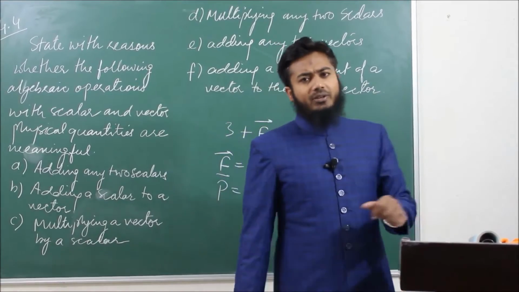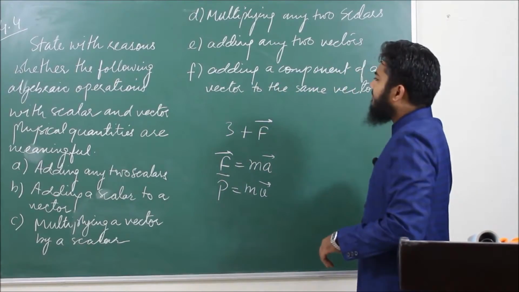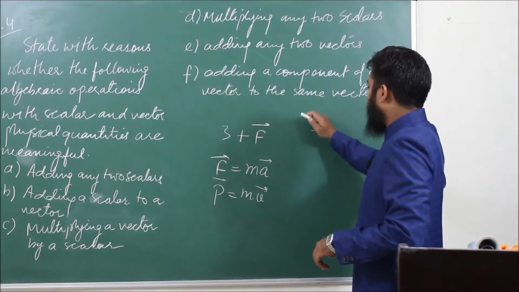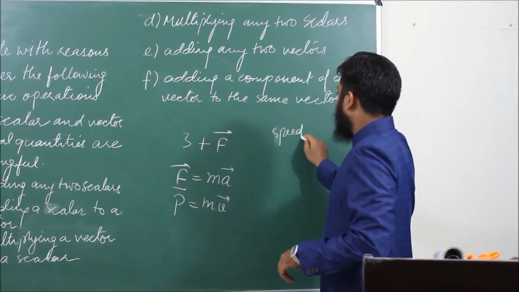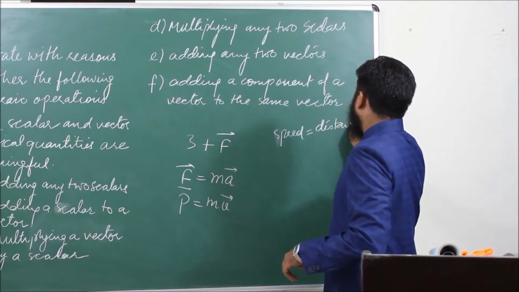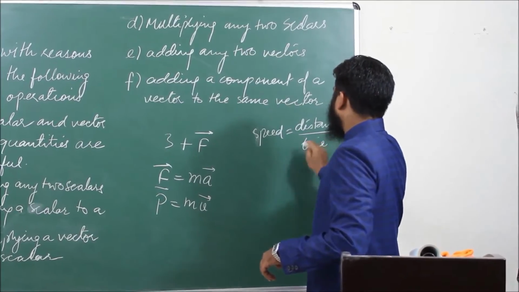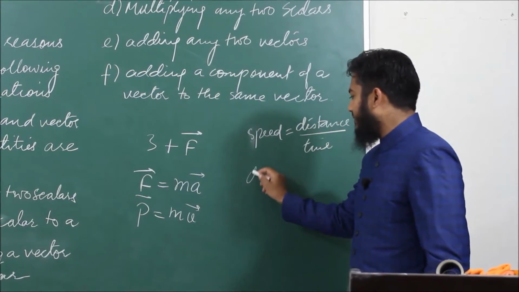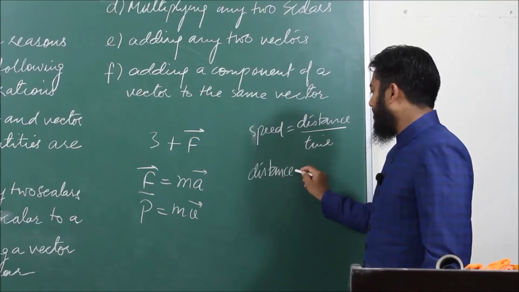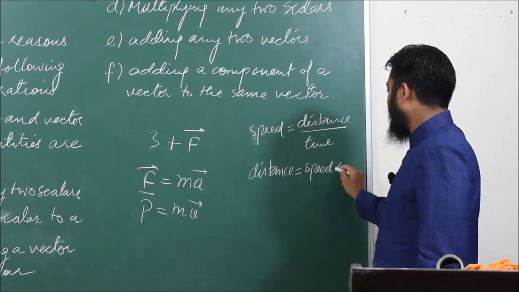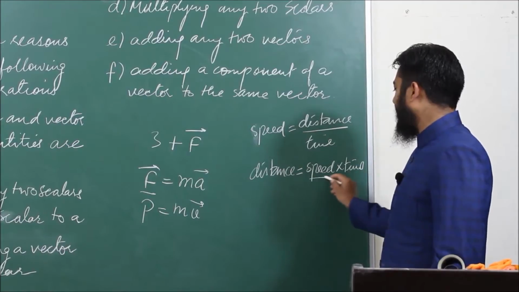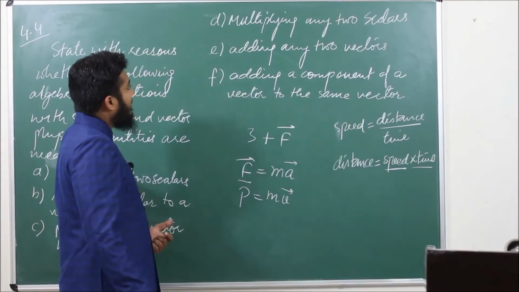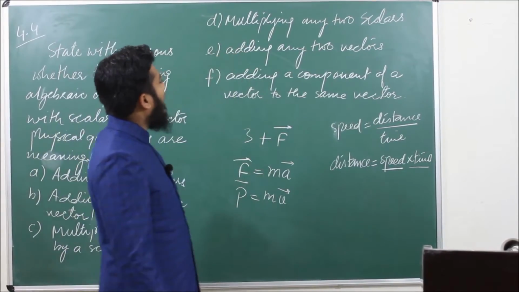Yes, that's also meaningful. For example, if you have to calculate distance, you know speed is equal to distance upon time. Here distance, time and speed all are scalars, and if you have to find distance from here, then distance is equal to speed into time, speed multiplied by time. So here we are multiplying two scalars, so that makes sense. This is very much meaningful.